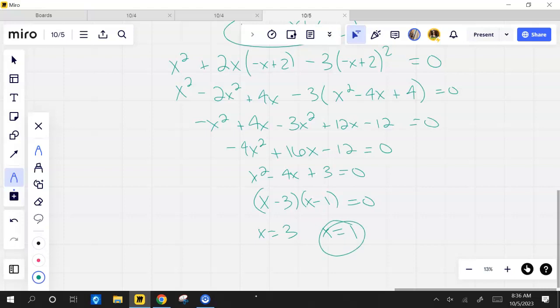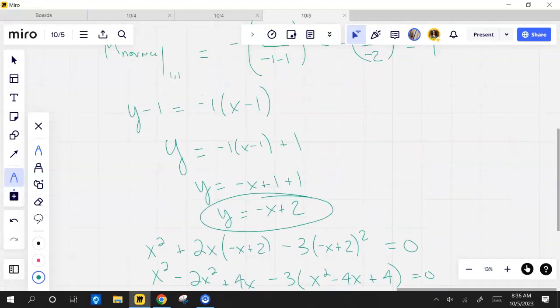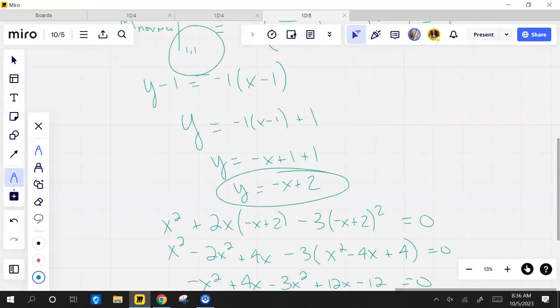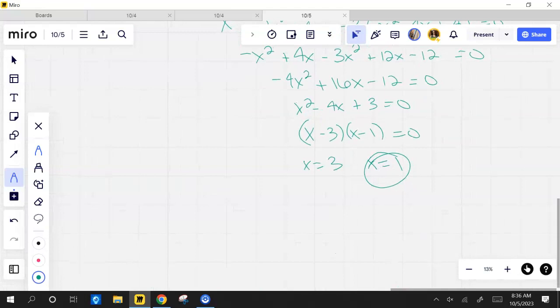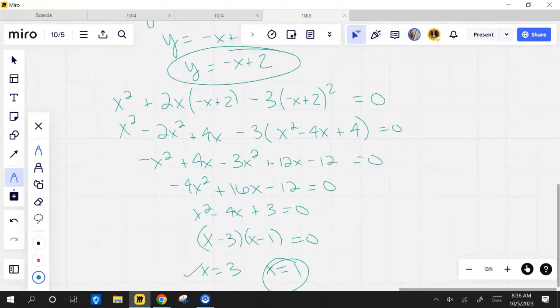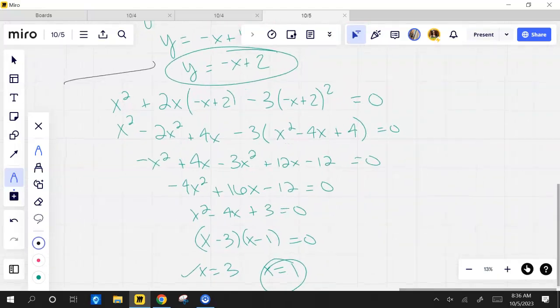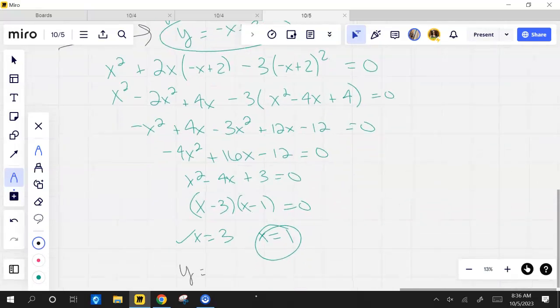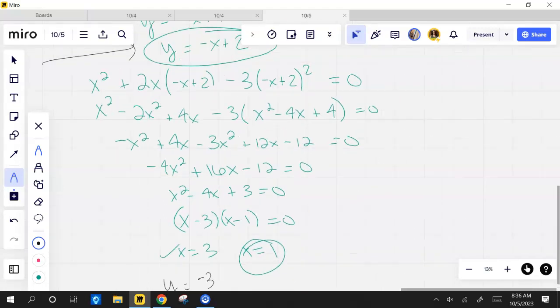That was the slope. Oh, because they told me 1, 1. Yeah, they gave it to me. So this is the other point that I'm looking for, is that 3. That's not the whole point. That's just the x part. But lucky for me, I have this nice little equation right here that tells me what y is. So y is negative x plus 2.